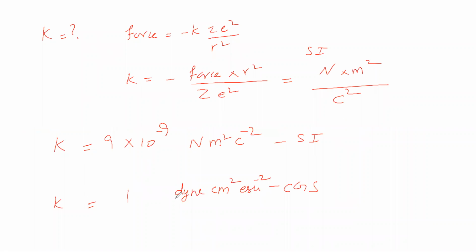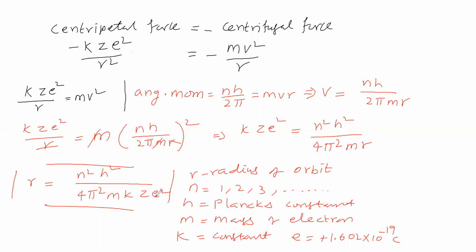Here it is plus 9, I think, not minus 9, because Coulomb is greater than ESU. So E is called charge of electron, which is plus 1.602 into 10 to the power of minus 19 coulomb. The SI unit is coulomb and the CGS unit is ESU.